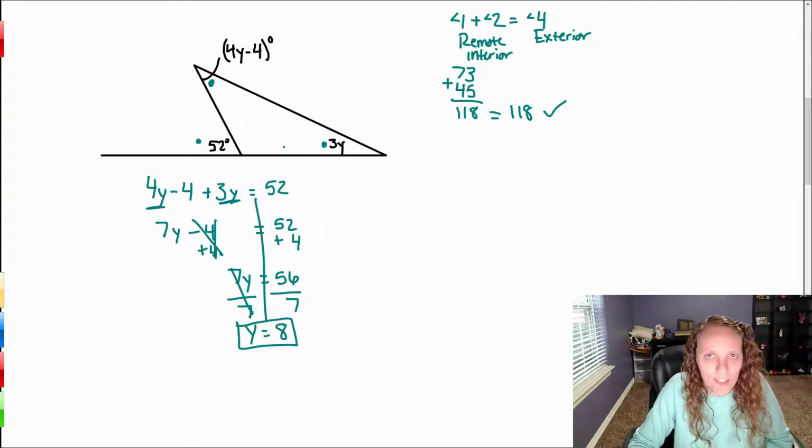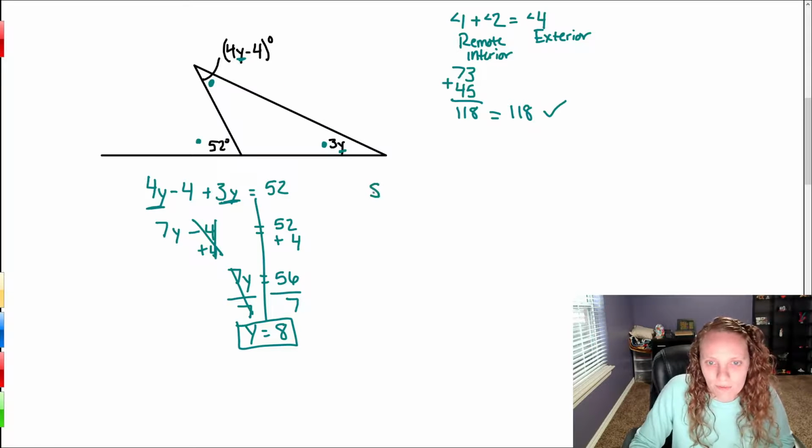Now this isn't the angle measure, this is just the y for here and here. Now if we wanted to solve for these two angles, we would plug in the 8 to each of the y's. Let's try that. So let's take 3y to start with. 3y means 3 times the value of y. Well, in this case it's 8. So we do 3 times 8 is 24. So this angle here is 24 degrees.